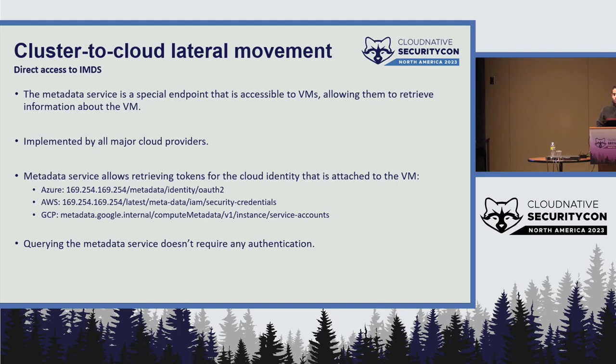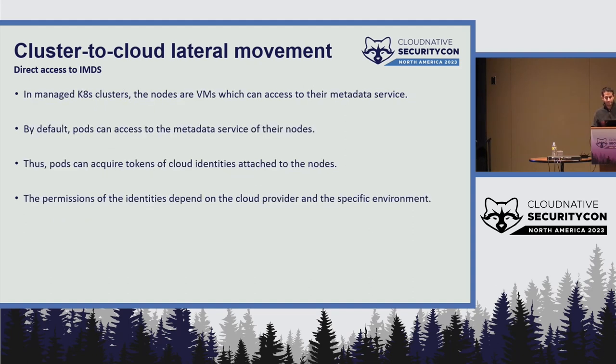All cloud providers support attachment of identities to a VM. In Azure, we call it managed identity. In AWS, it's called EC2 role. And in GCP, it's a service account. So here you can see how those APIs look in each of the cloud providers. And one important note is that IMDS endpoints do not require authentication. For security, it relies on the fact that each VM can only query its own metadata service.